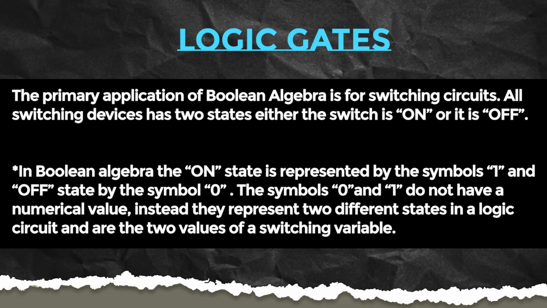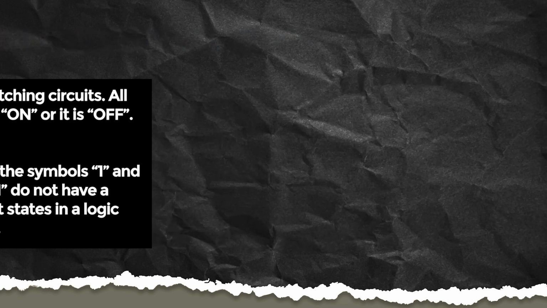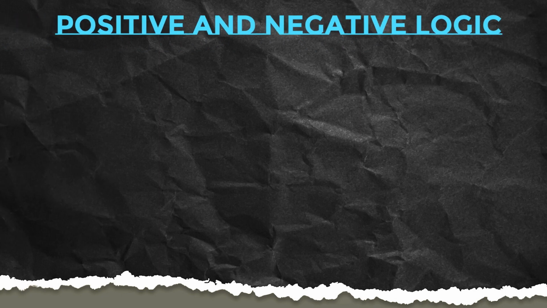The primary application of Boolean algebra is for switching circuits. All switching devices, as you know, have two states: either the switch is on or it is off. Now we will come to the positive and negative logic.